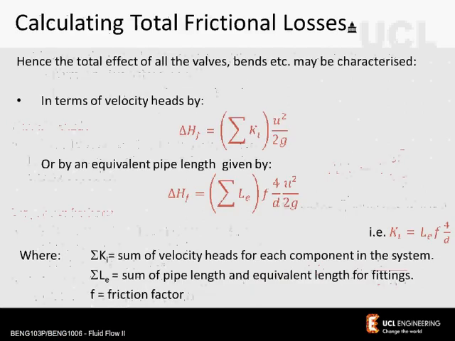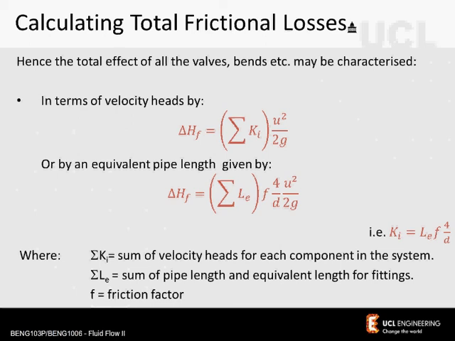So when calculating the frictional losses, or the total frictional losses for a system, you need to pick whether you want to use velocity heads or length equivalents to characterize the friction loss due to bends and fittings in your system. Whichever you choose, you need to sum up your total velocity heads or equivalent pipe lengths before putting it into the relevant equation for delta HF.